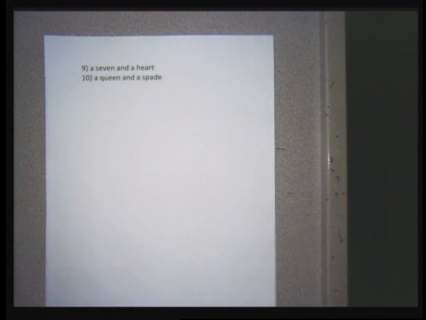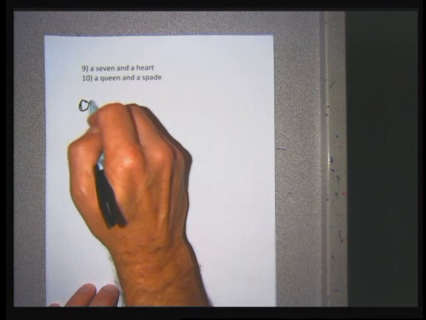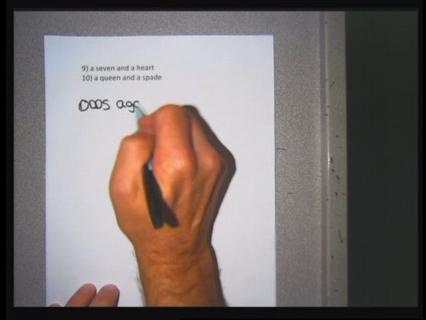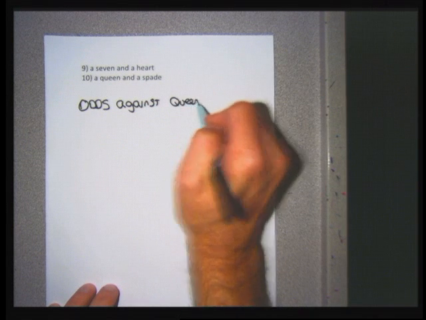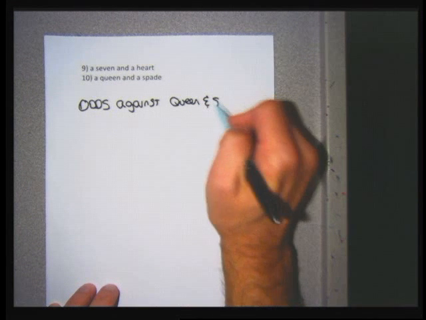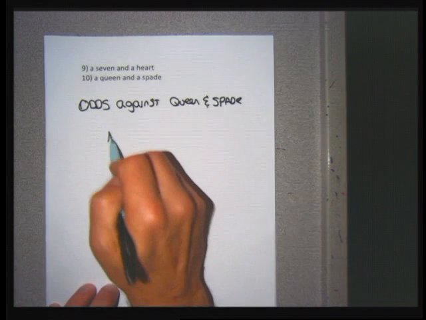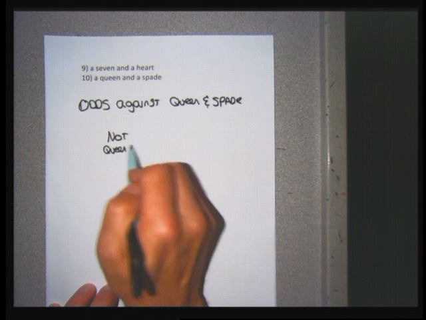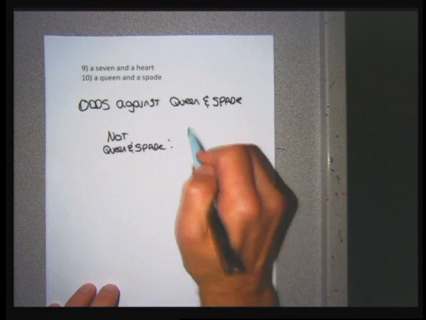All right, so I'm going to do 10 because 10 and 9 work fine together. So for number 10, I'm going to do the odds against selecting a queen and a spade. So against, I need the not first. And then the R second.